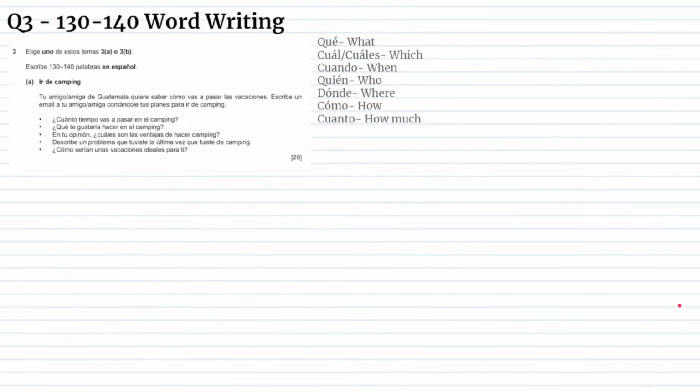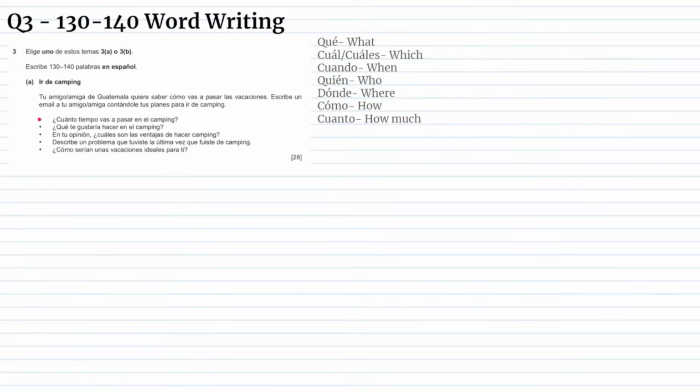Okay, so here we have the 130 to 140 word writing. Let's read the question right here. Tu amigo o amiga de Guatemala quiere saber cómo vas a pasar las vacaciones. Escribe un email a tu amigo o amiga contándole tus planes para ir de camping. So the main thing here is that this is an email. What that tells us is we want to answer it in an email format, and I don't mean that like an email address or anything. I just mean a short and sweet greeting that makes it clear to the examiner that you understand the context.